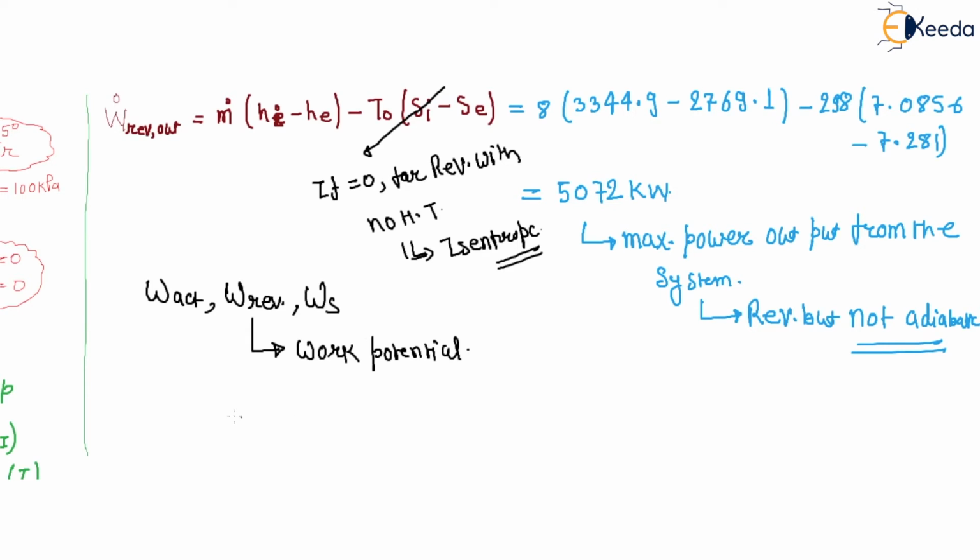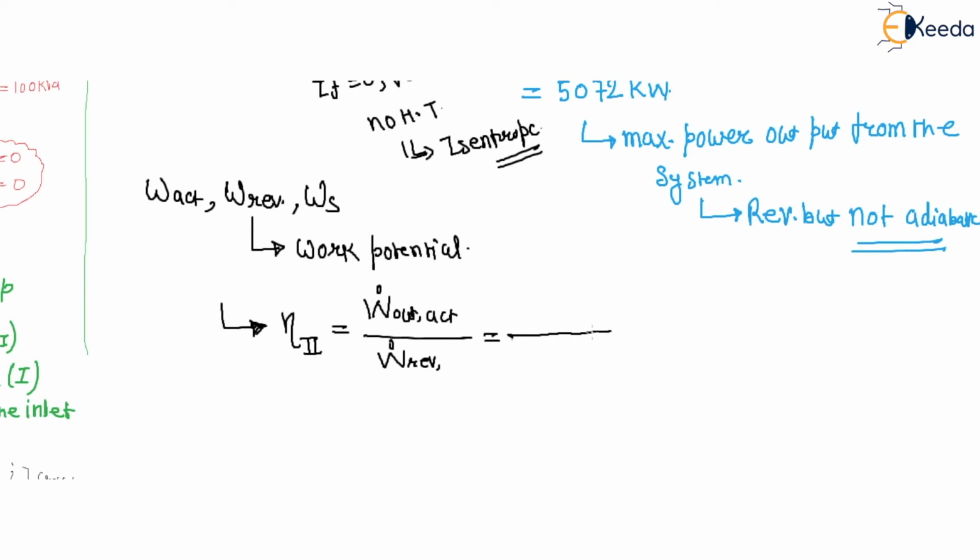And if we differentiate, so what is the second law efficiency? This is your actual work by maximum work, that means reversible. If you put this value, what is the actual work? This is your 4306, and what is the reversible work? 5072. So this is how much? This is your 84.9%. This is your second law efficiency.